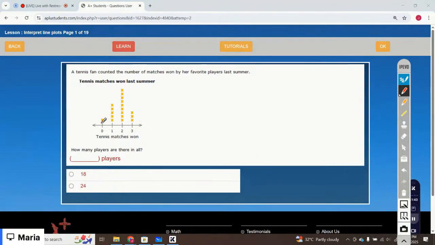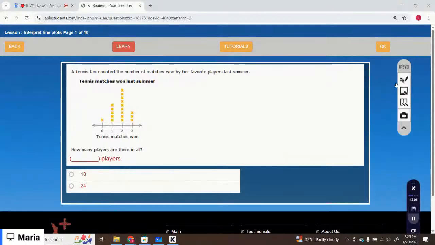You have to count 1, 2, 3, 4, 5, 6, 7, 8, 9, 10, 11, 12, 13, 14, 15, 16, 17, 18, 19. So the total players are 19. The correct option is option number 1, that is 18.